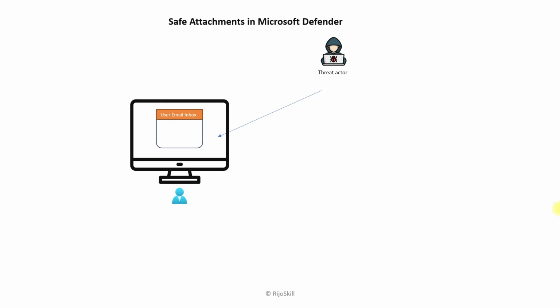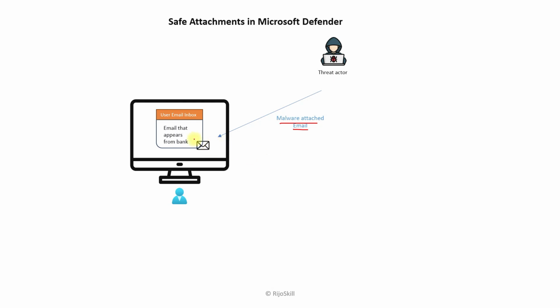First I will discuss one diagrammatic representation so you can easily understand how Safe Attachment works in Microsoft Defender. Here you can see a threat actor, like an attacker. He will send an email to the user's inbox. That email contains a malware attachment.